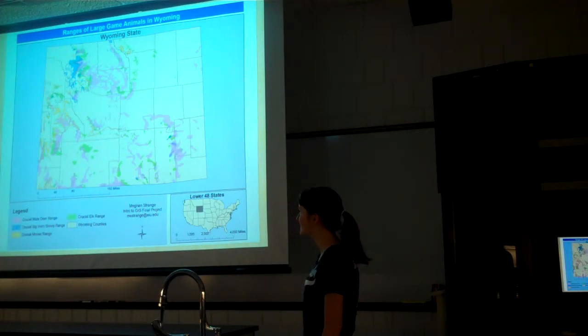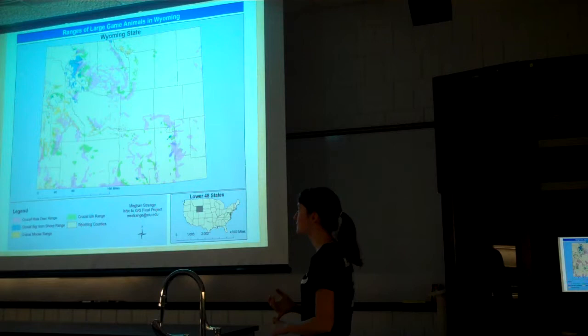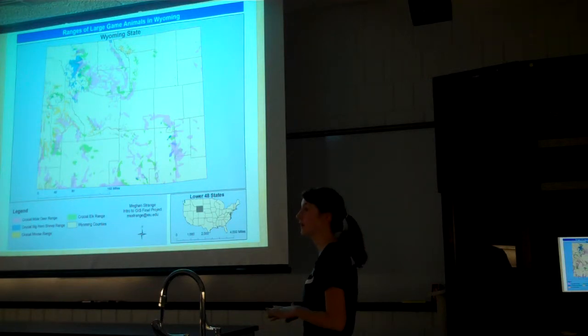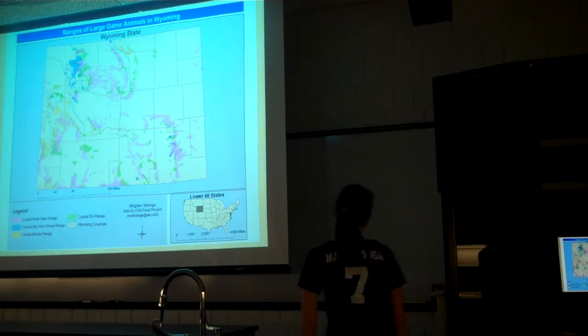But you can see I used the crucial mule deer range, the bighorn sheep range, the elk range, and also the moose range in Wyoming. And I made them 50% transparent so you can see where they overlap rather than one completely covering up the other.